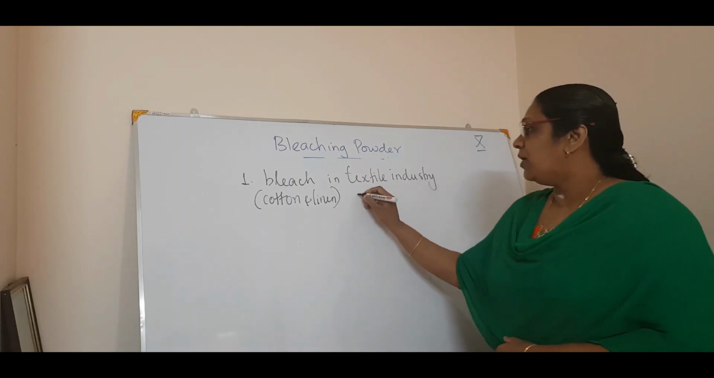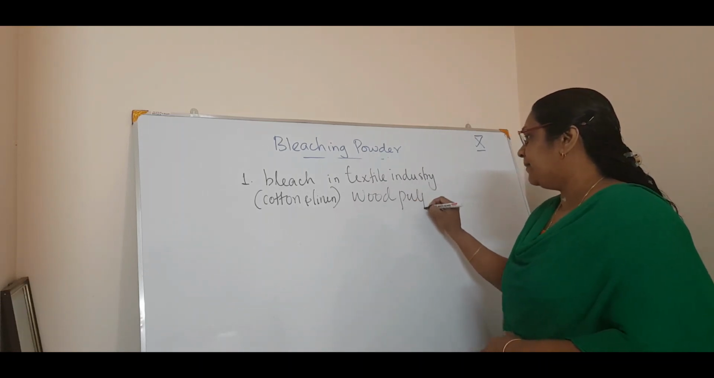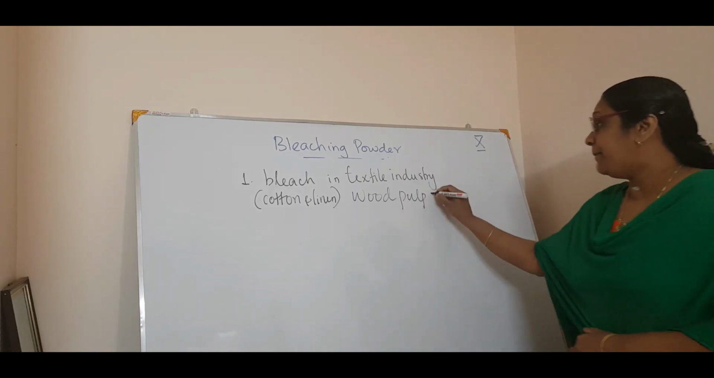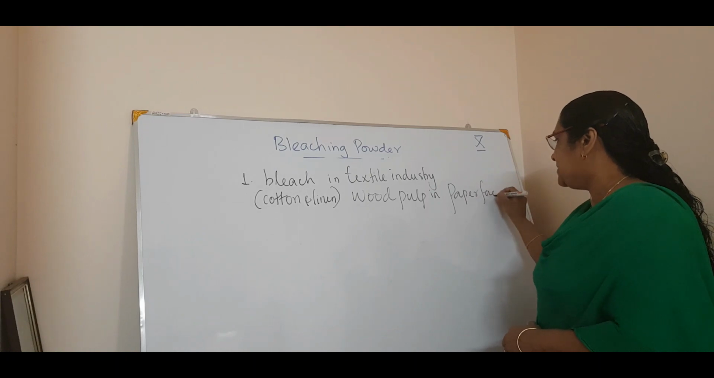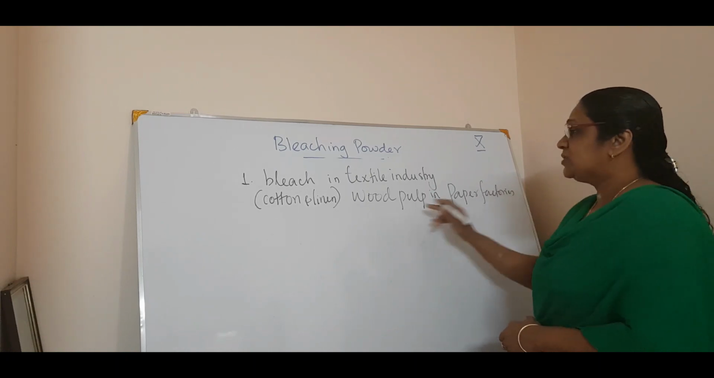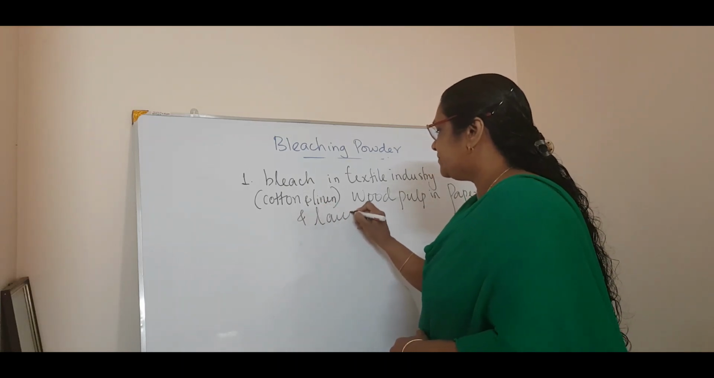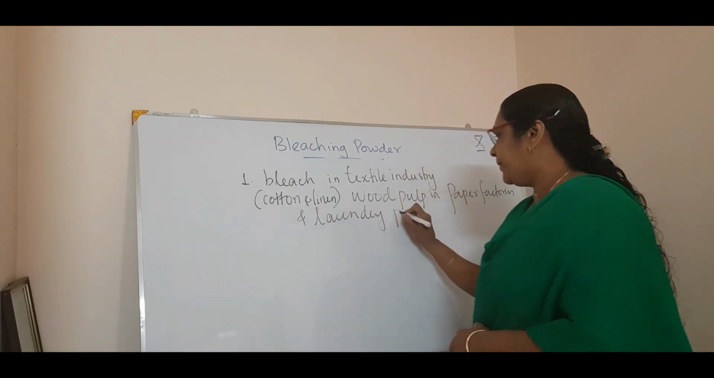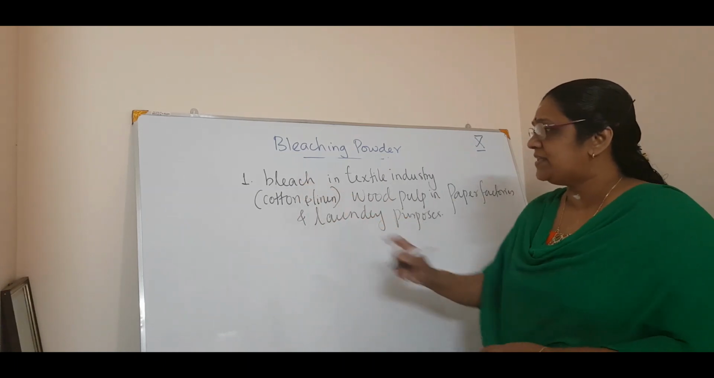And also wood pulp, you know wood pulp, isn't it? Wood pulp in paper factories. These are all used as a bleach. And in laundry purposes. So in the first point itself, 3 sub-points are there.